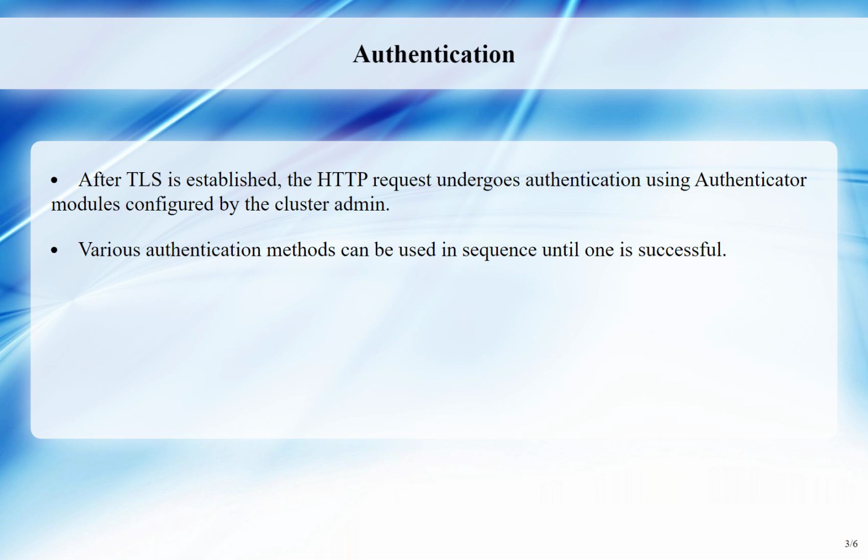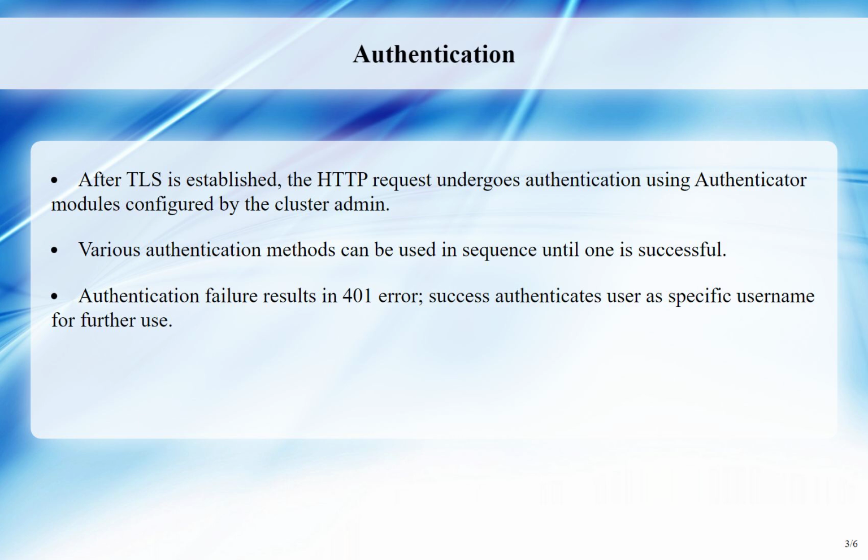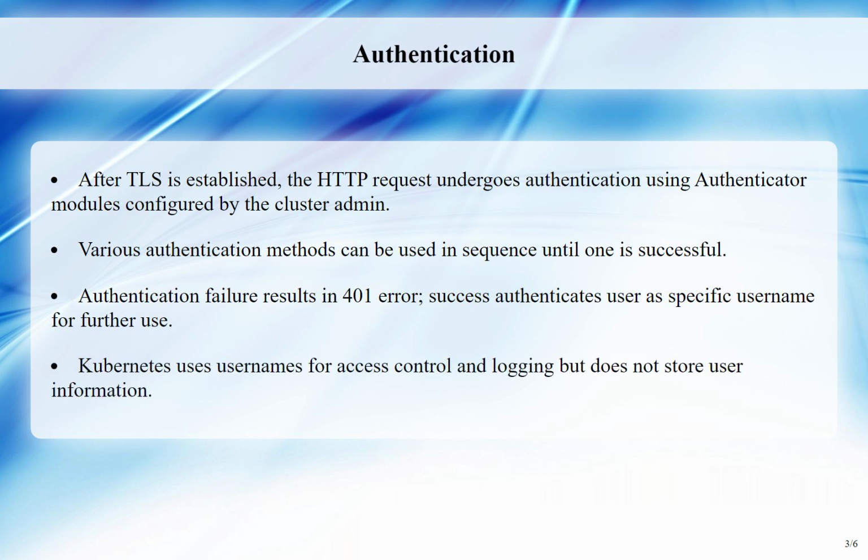Multiple authentication modules can be specified, with each one tried in sequence until one succeeds. If authentication fails, the request is rejected with HTTP status code 401. If successful, the user is authenticated as a specific username, which can be used in subsequent steps. Kubernetes uses usernames for access control and logging, but does not have a user object or store user information in its API.